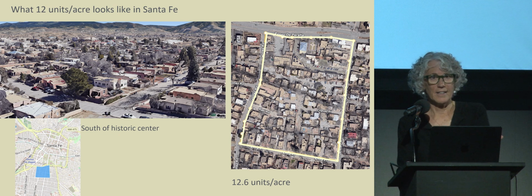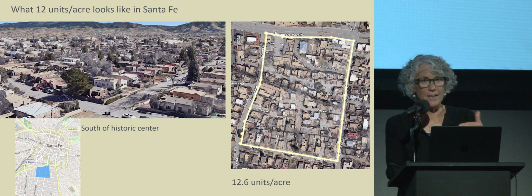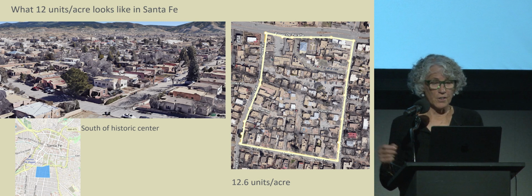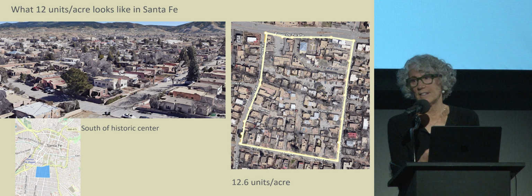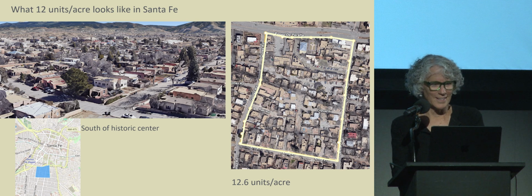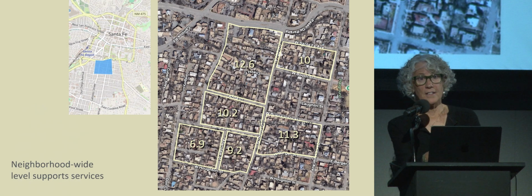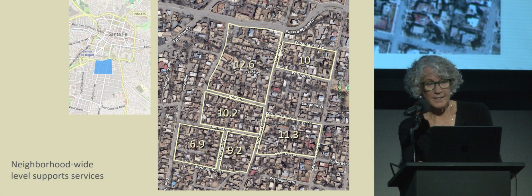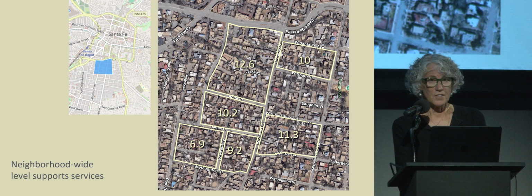This is what it looks like in Santa Fe, this block just south of the historic center, not too far from here. If you want to get a sense of 12, you might think that's not appropriate for Santa Fe, but you've got several blocks here that have that density. And that is in an area that has other blocks around it that are equally dense. So you've got enough there to give you a sense of what that can look like.